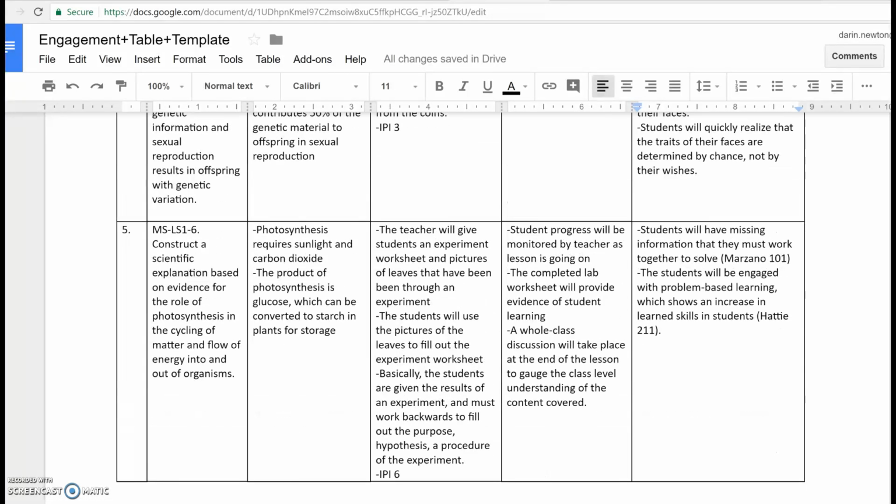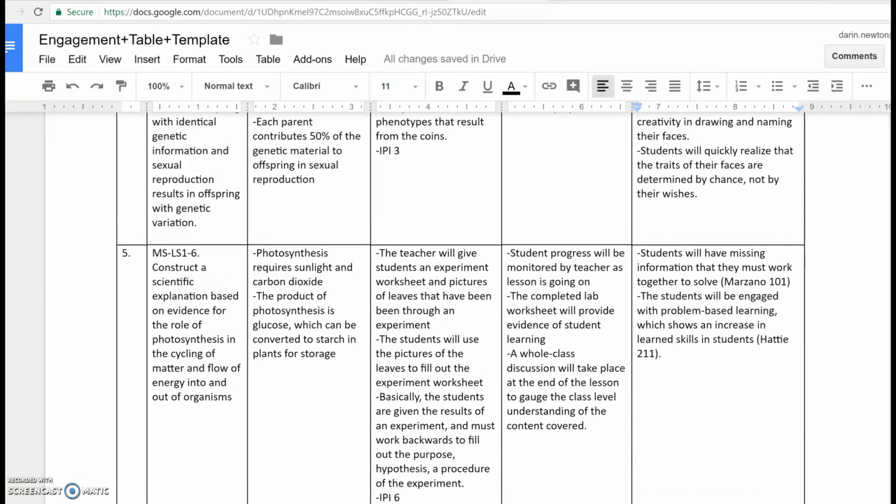And the last one, sorry, this is getting a little bit long. I'll try to go quickly through this one. So LS1-6, basically talking about photosynthesis. Students are going to be learning that photosynthesis requires sunlight and carbon dioxide. The product of photosynthesis is glucose.